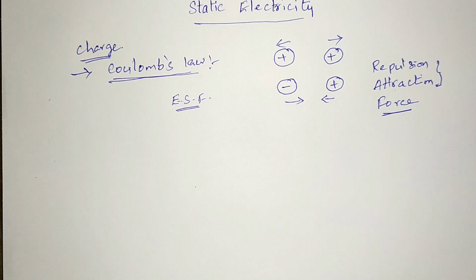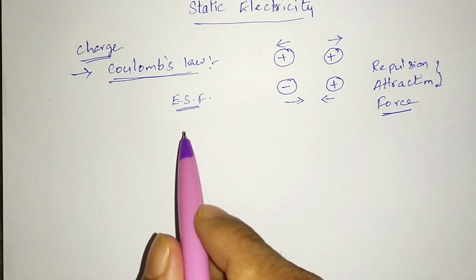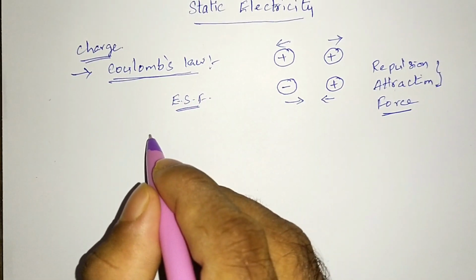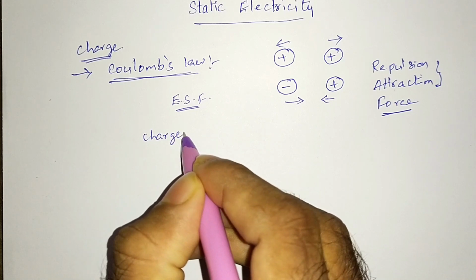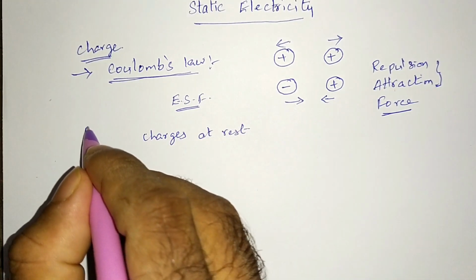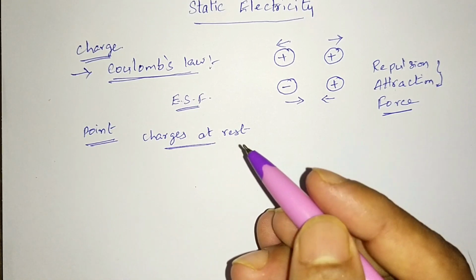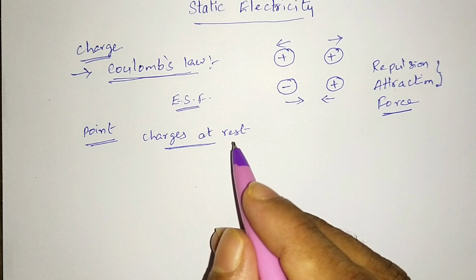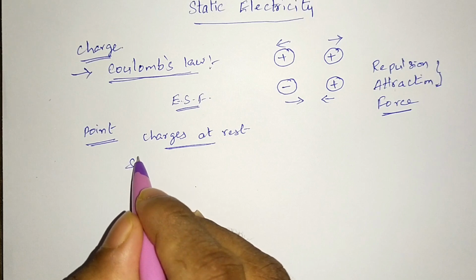The experiments of Coulomb established a relation for the force between two point charges at rest. This electrostatic force, which we calculate using Coulomb's law, holds for charges which are at rest, and those charges must also be point charges. Remember this: when the point charges are at rest, we can apply Coulomb's law. Now let us see the statement of Coulomb's law.